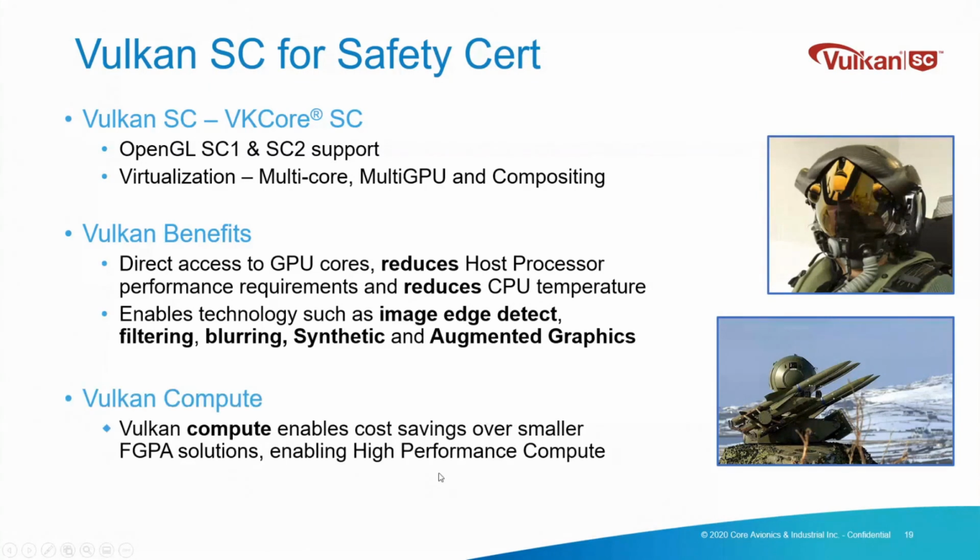radar type missile systems, because one of the things that Vulkan Compute can do is replace lower cost FPGA solutions by enabling high performance compute using the GPU cores. Most of the missiles in use today, the smaller missiles, are using very small FPGAs like the Xilinx 7000. A GPU costs less than a Xilinx 7000, and it has many more cores and higher performance, and it might even be a direct fit for Vulkan.